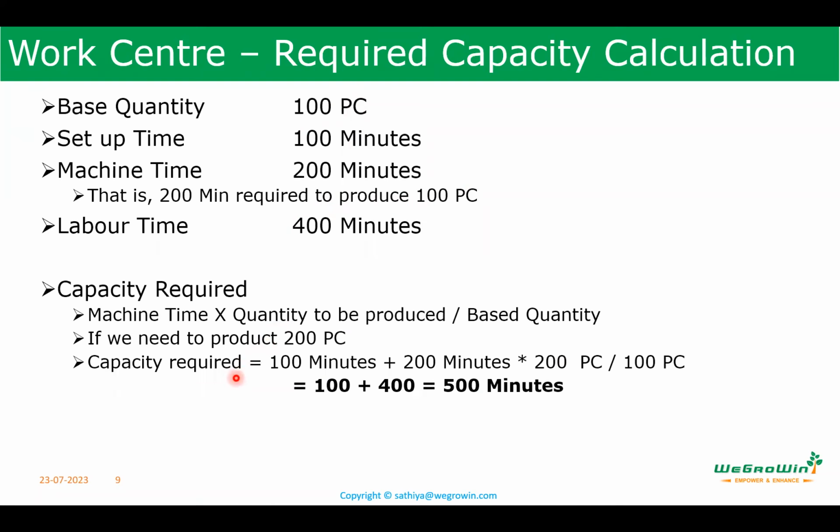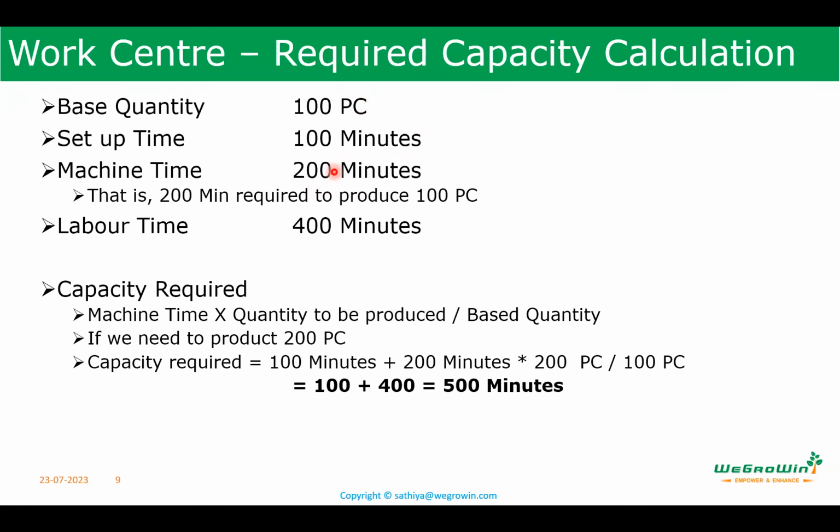So which means if you need to produce 200 pieces, then setup time will be 100. My processing time, machine time, is 200 into 2, which is 400, which means I need 500 minutes of machine. That is the machine capacity required from this formula. The processing time is variable with respect to production, like what we discussed in bill of material, so the base quantity also we have to define. This 200 minutes, is it for 100 pieces or for a single piece? That we have to define.